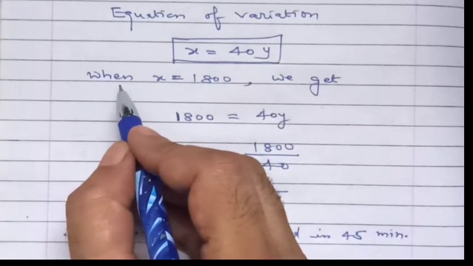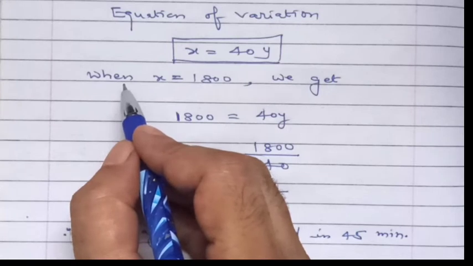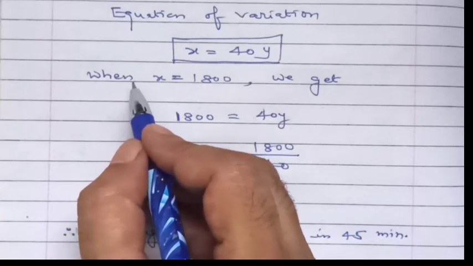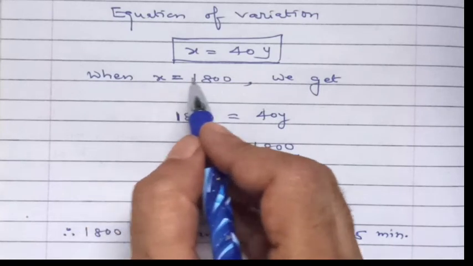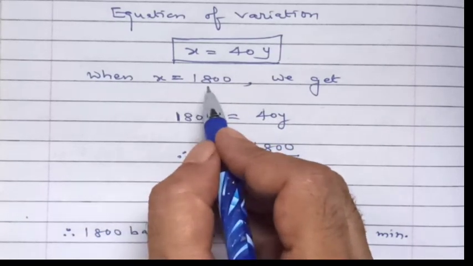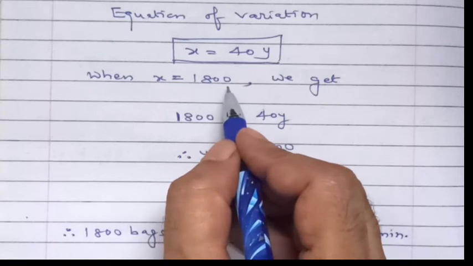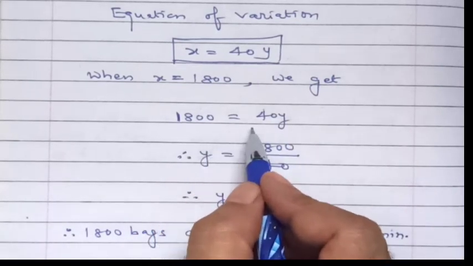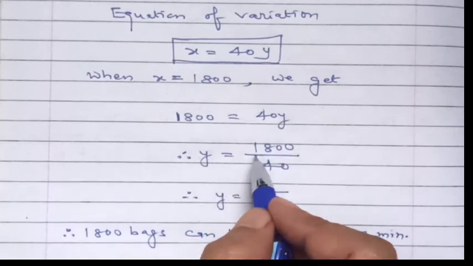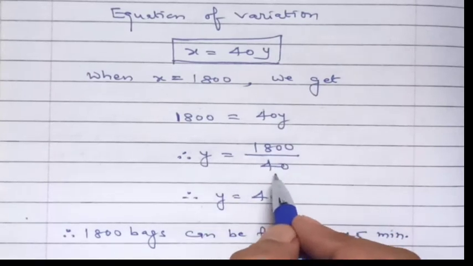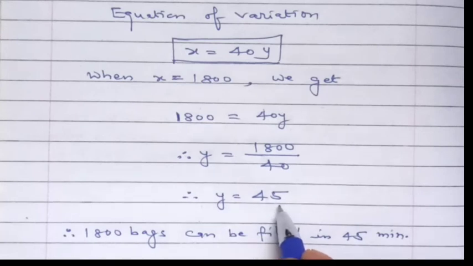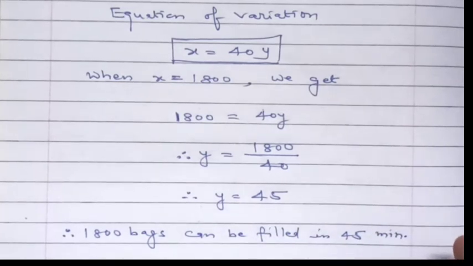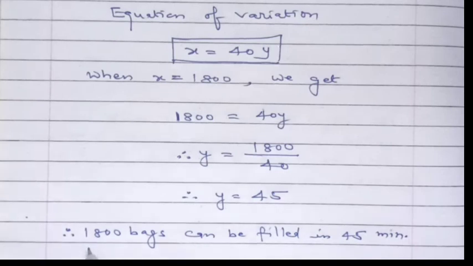Now if you know x, you can find out y. If you know y, you can find out x. Here x is given, that is, the number of bags is given as 1800. So write, when x is equal to 1800, we get 1800 is equal to 40y. To get y, divide 1800 by 40. You will get y is equal to 45. But what is y? Y is the time required. So write, therefore 1800 bags can be filled in 45 minutes.